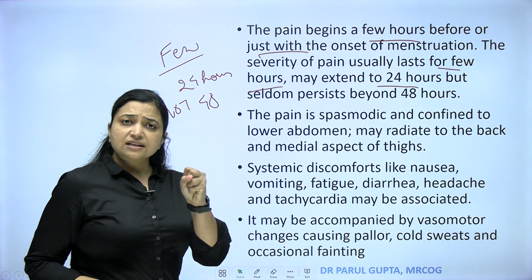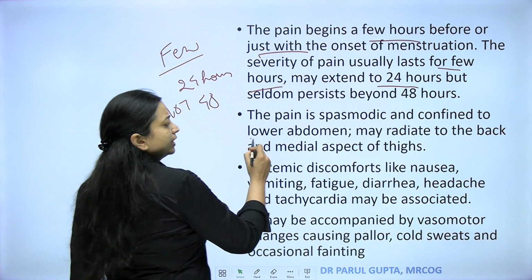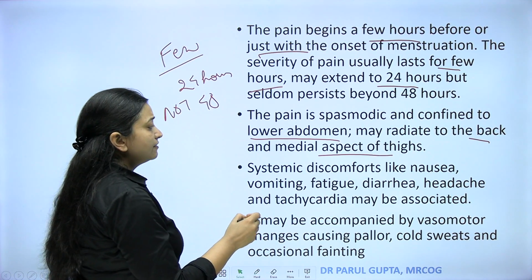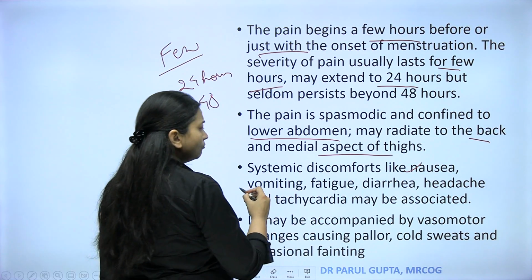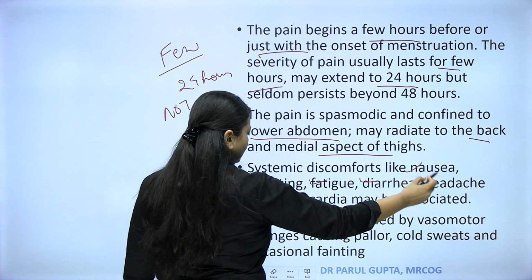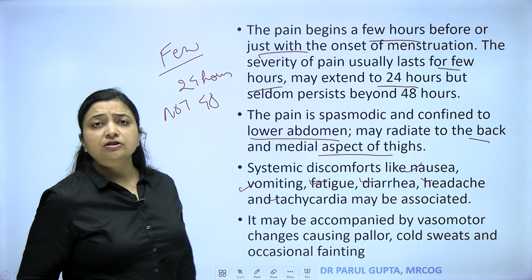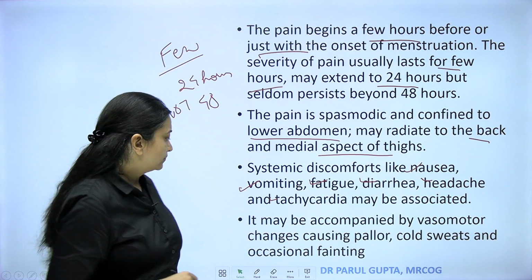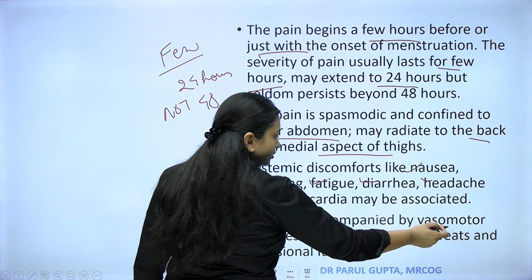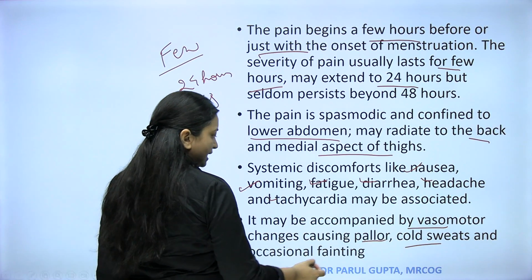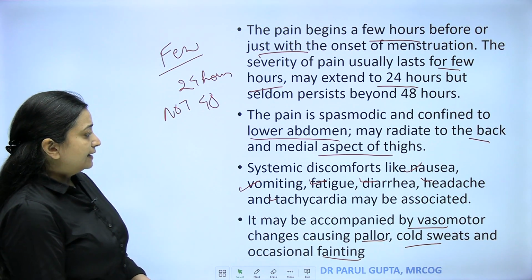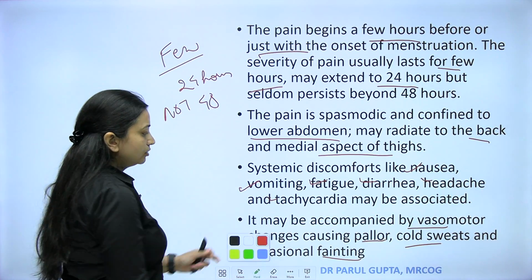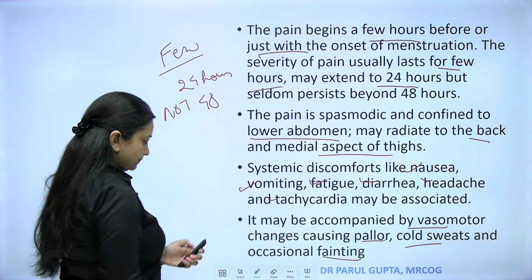The pain is classically spasmodic and confined to the lower abdomen and may radiate to the back and medial aspects of the thighs. Systemic discomforts like nausea, vomiting, fatigue, diarrhea, headache, tachycardia may be associated, because, as we studied, of the imbalance in the autonomic nervous control. It may also be accompanied by vasomotor changes, so pallor, cold sweats and occasional fainting. If you find these systemic discomforts and vasomotor symptoms, then it is primary dysmenorrhea. In secondary dysmenorrhea you don't find any accompanying symptoms.